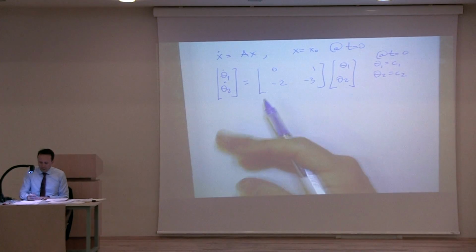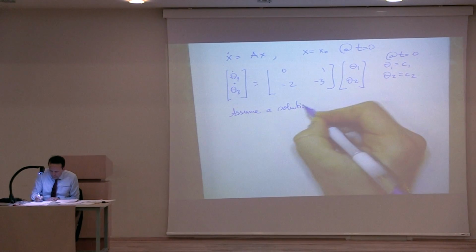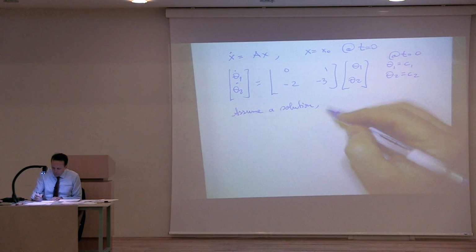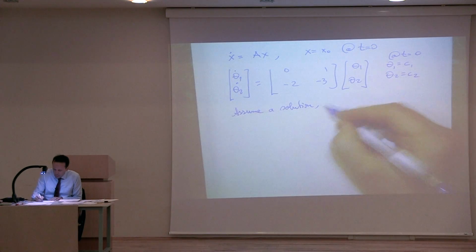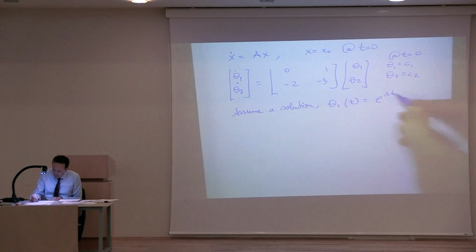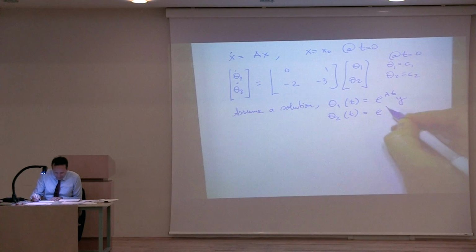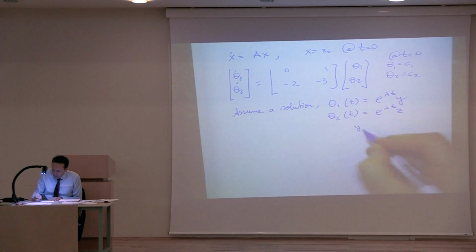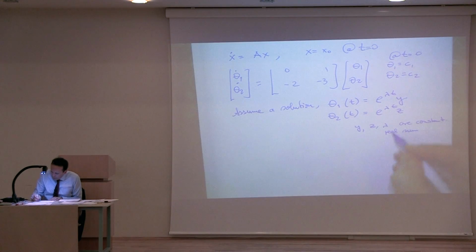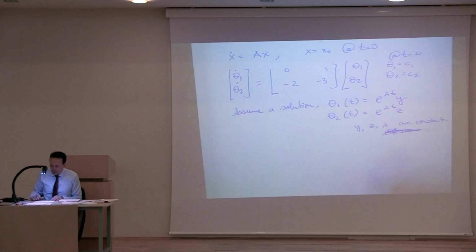So here's what I'm going to do. I'm going to assume a solution and see if it will work. Okay? Assume a solution and see if it will work. So theta 1 is e to the lambda t times y, and theta 2 is e to the lambda t times z. So y, z, and lambda are constants. Not real. They are just constant. They can be actually more than just real. They can be complex, so they are just numbers.